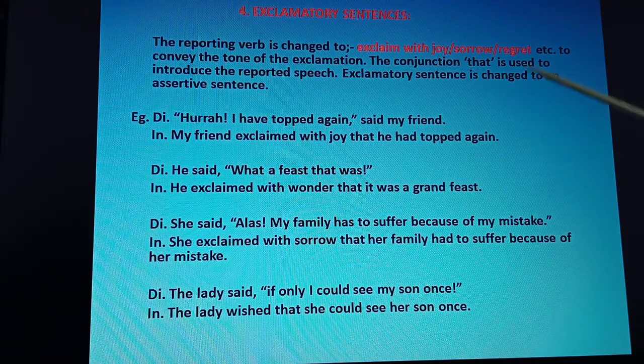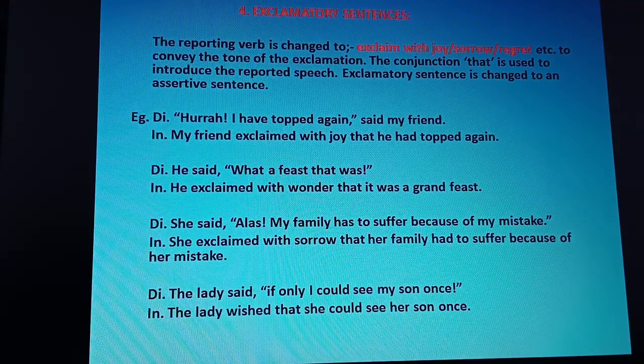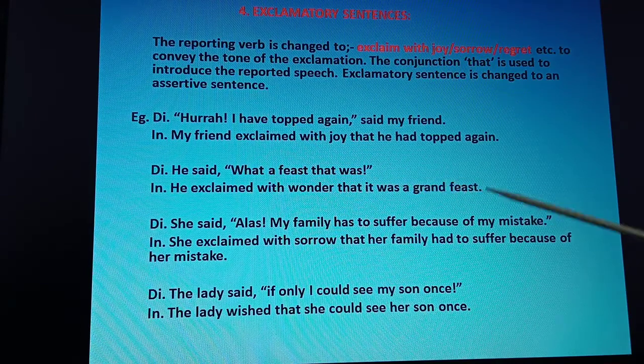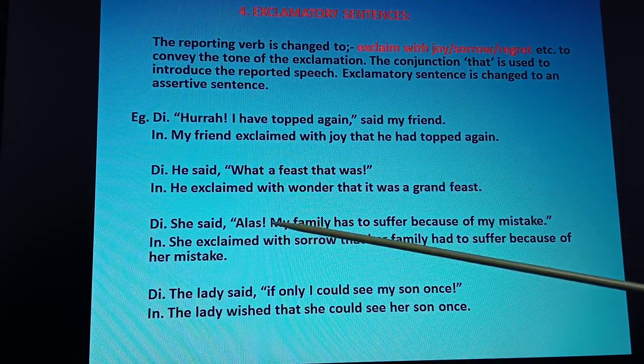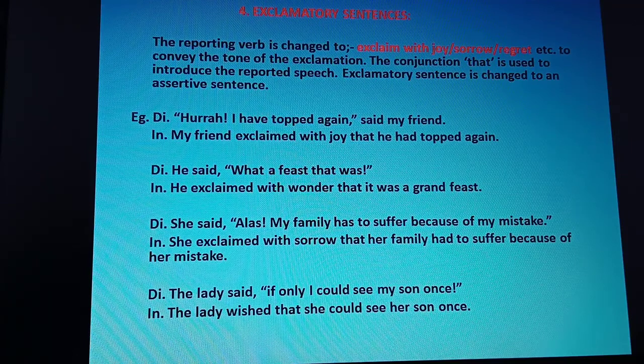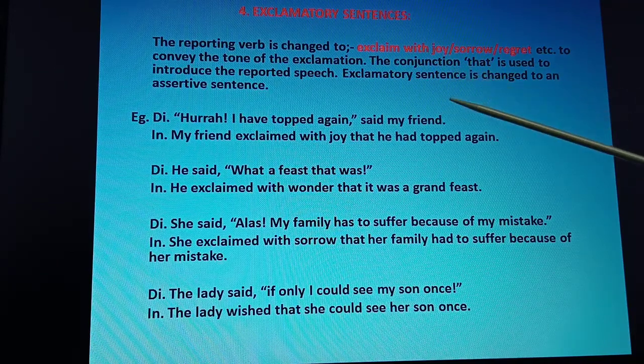An exclamatory sentence is changed to an assertive sentence. These are exclamatory sentences, you see. This will change into just an assertive sentence. Alas, hurrah. These are all exclamatory sentences. This will be changed into an assertive sentence. Here the conjunction "that" is used. In interrogative sentences, "that" is not used. Just now we saw in imperative sentences also "that" is not used.